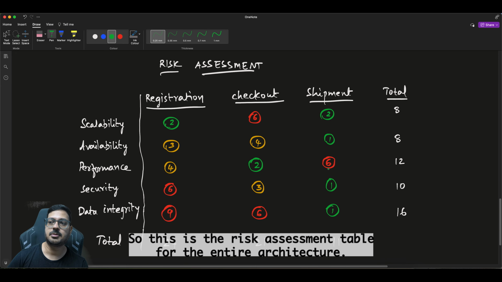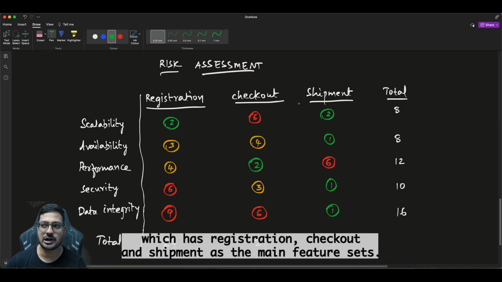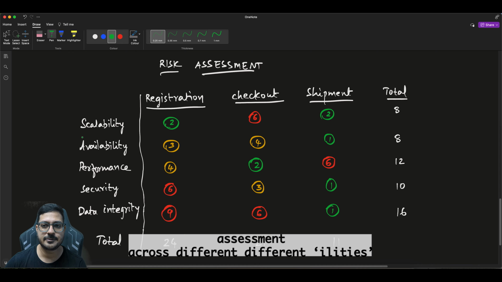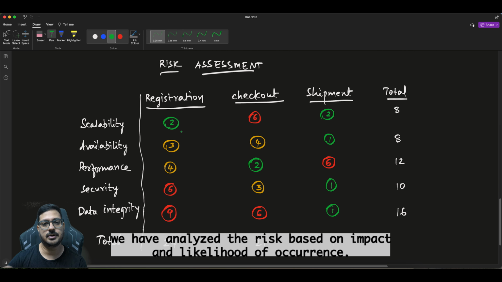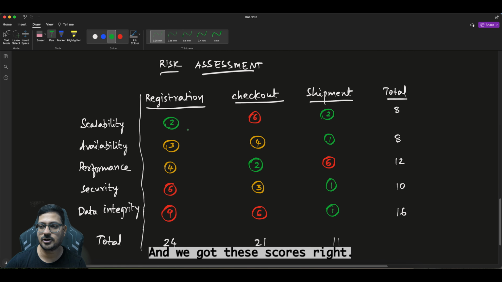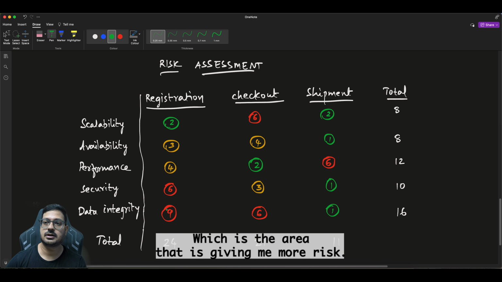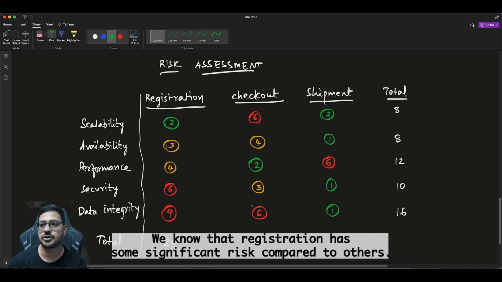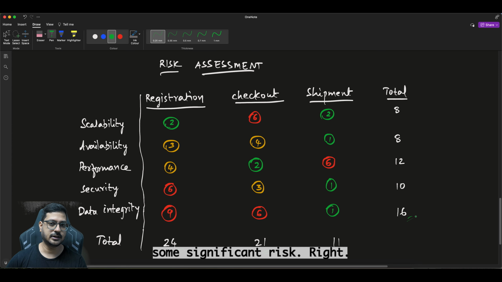So this is the risk assessment table for the entire architecture. Let's say we are taking an example of a commerce application which has registration, checkout, and shipment as the main feature sets, and we are doing the risk assessment across different ilities: scalability, availability, performance, security, and data integrity. And for each of them, we have analyzed the risk based on impact and likelihood of occurrence, and we got these scores, right? So if you build out a matrix like this, we can actually analyze which is the area that is giving me more risk. So you can see the totals here: 24, 21, 11. We know that registration has some significant risk compared to others, and similarly at an ility level as well, we can see that data integrity is having some significant risk, right?